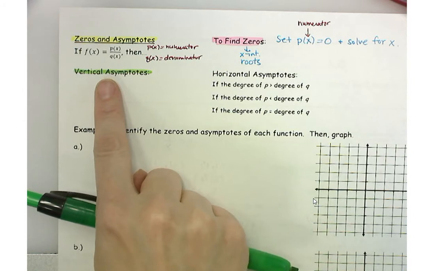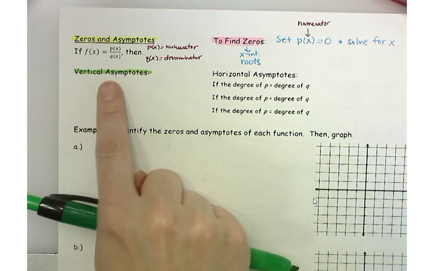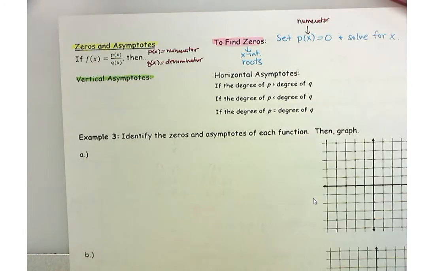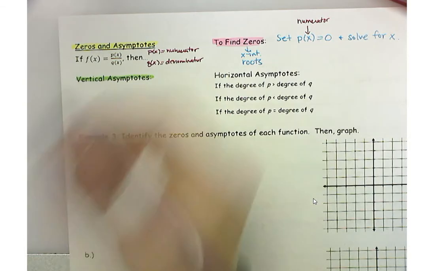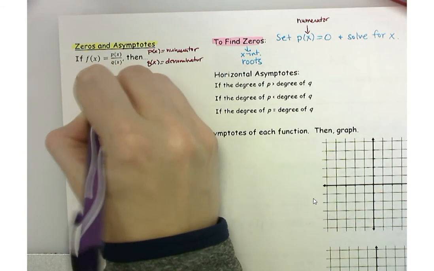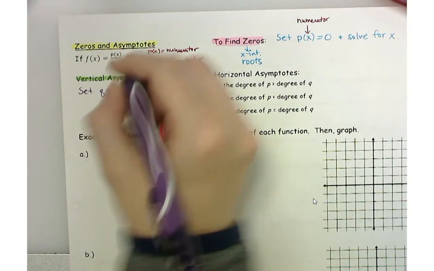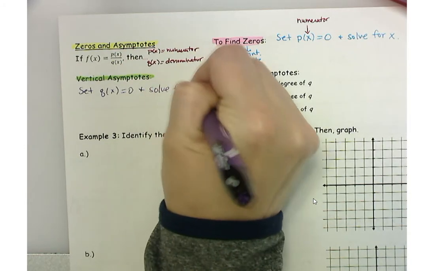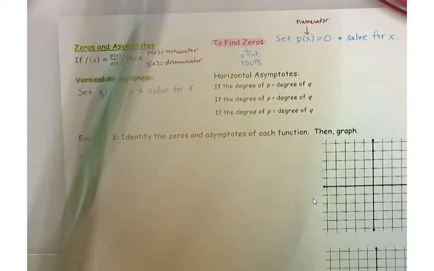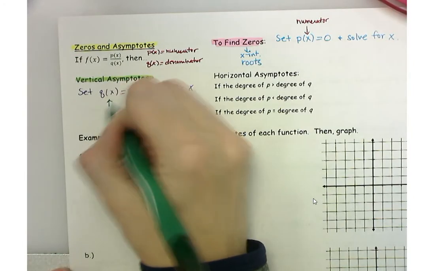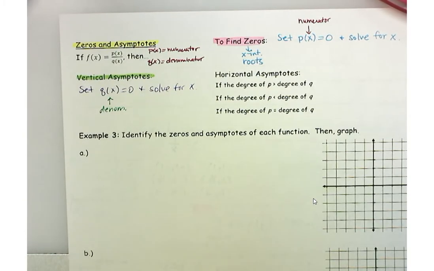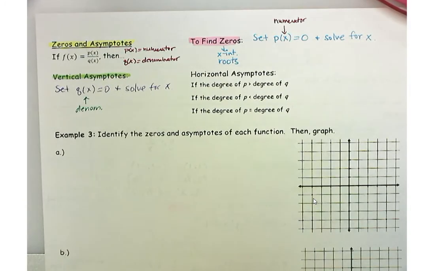The horizontal asymptotes have a set of rules that are all based on the degrees. So if you notice here, it says if the degree of p is greater than the degree of q. If the degree of p is less than the degree of q. If the degree of p is equal to the degree of q. So it's all about finding the degrees of the numerator and the denominator.